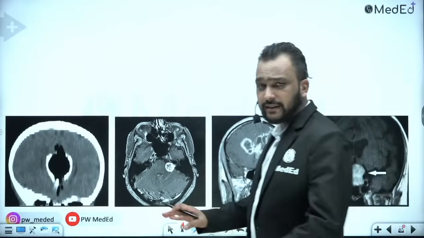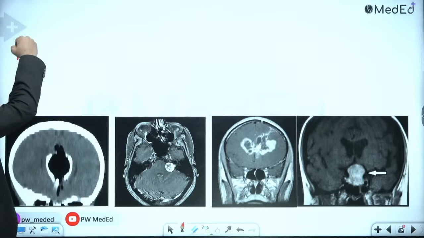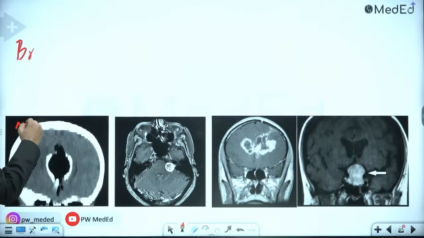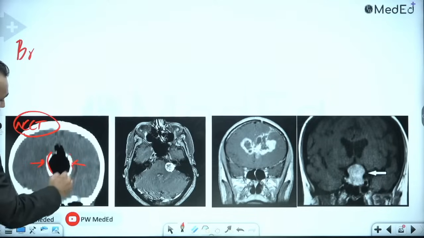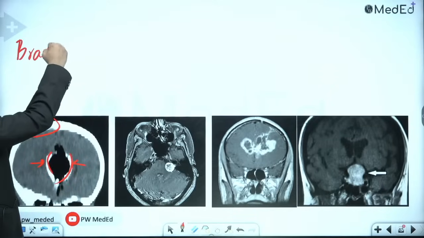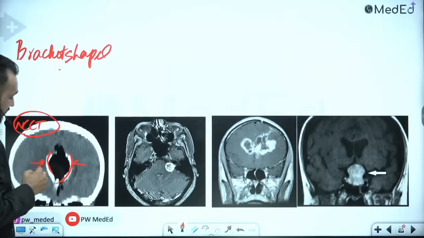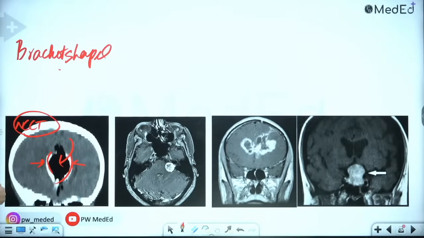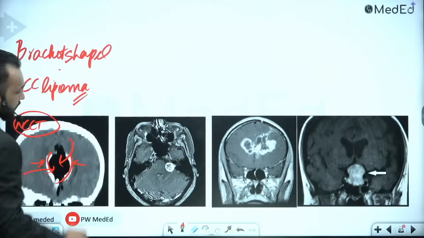So let us have a look at the various signs that you are going to see in brain tumors. The first image is showing you bracket-shaped calcification. This is an NCCT image. So tell me, this bracket-shaped calcification is seen in which brain tumor? This is a fat attenuating lesion, that is why it is appearing black on NCCT head images. This is seen in corpus callosum lipoma.